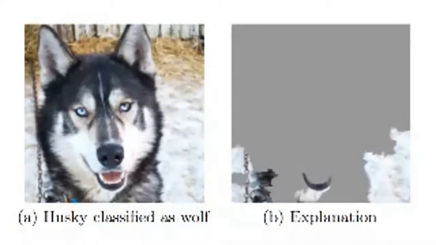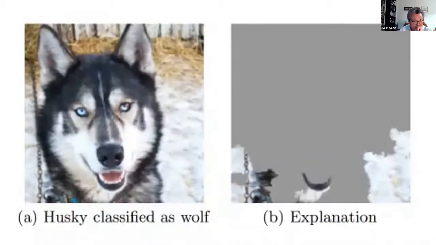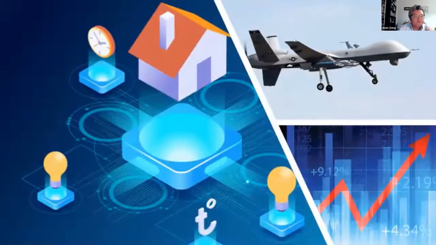In the example that you're seeing on screen, you can see on the left a husky that has been misclassified by an artificial intelligence as a wolf. And on the right, you can see the explanation that the artificial intelligence has given, i.e. the most important points of this image to identify this husky as a wolf ends up being the snow, indicating that the AI has not actually learnt the difference between huskies and wolves, it's learnt the difference between huskies and snow.